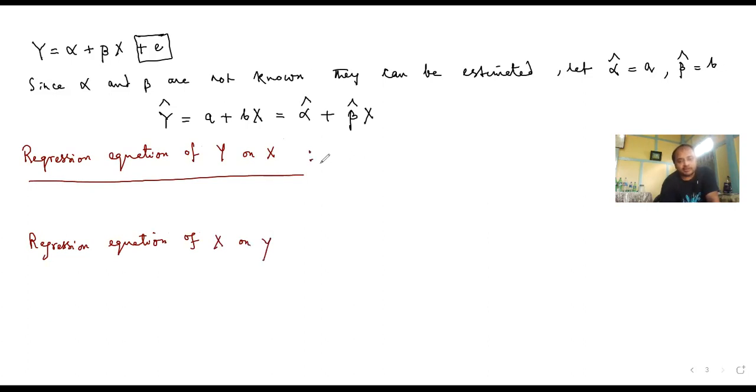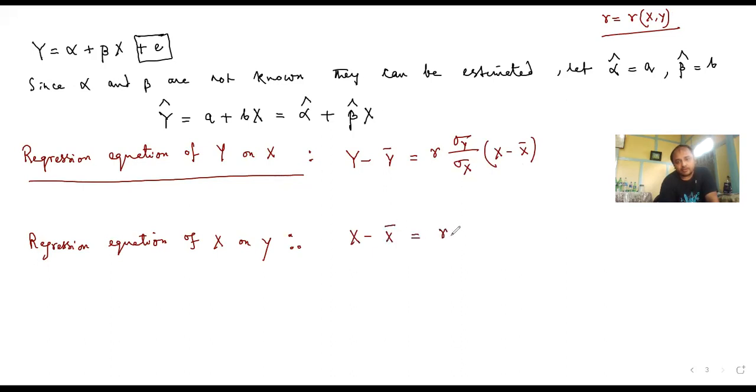The first equation is given by the formula y minus y bar is equal to r, where r means the correlation coefficient between x and y, into sigma y by sigma x into x minus x bar. And the second regression equation is x minus x bar is equal to r into sigma x by sigma y into y minus y bar. Remember, these two regression equations are actually very different from one another.